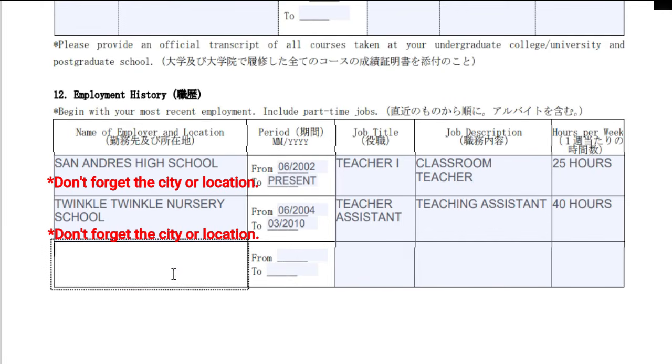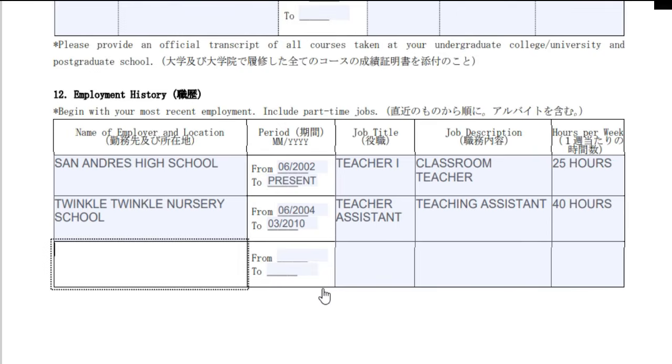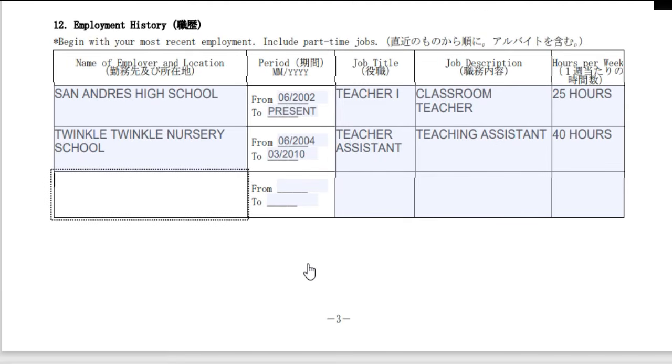So again, if the spaces provided are not enough, you can just attach a new copy or a new page. Because in the previous years, it was possible to insert columns or insert rows, but for the editable PDF version, it's not possible. So, as per instruction from the JET Program Philippines, you have to attach a separate sheet following the table format from the application form.